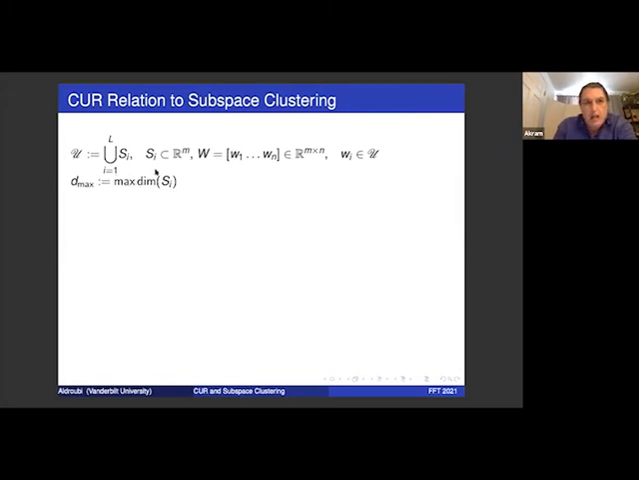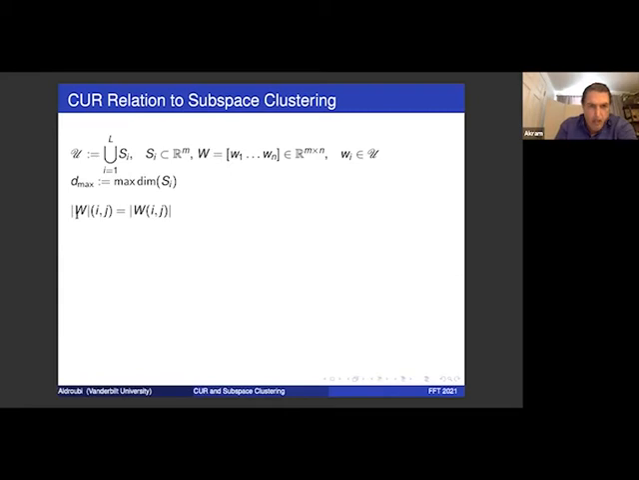So again, what is the relation between the CUR decomposition and subspace clustering? I have a union of subspaces. The ambient space is R^m. Those are subspaces in R^m. And I draw a number of vectors from this union of subspaces. And suppose the largest dimension of S_i is D_max, some number. So just before I claim, I'll show you the relation.